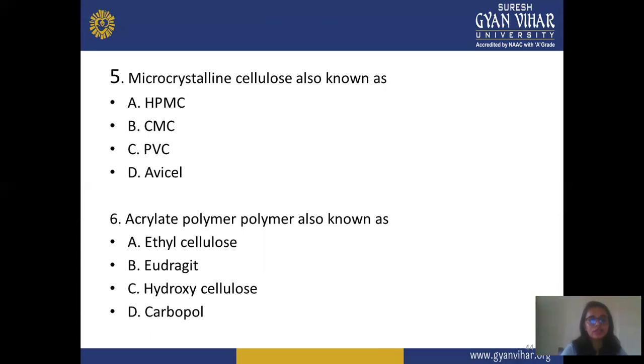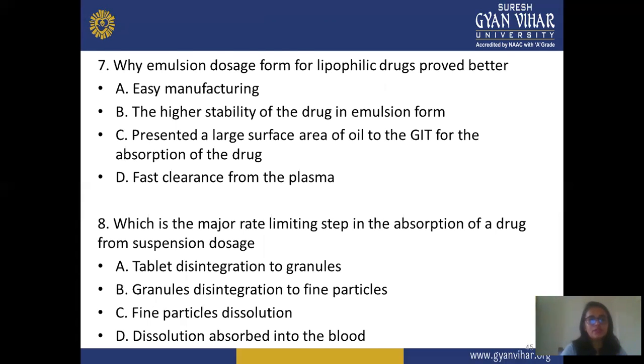And the sixth question: acrylate polymer is also known as A, ethyl cellulose, B is Eudragit, C is hydroxycellulose, D is Carbopol. The seventh question: why do emulsion dosage forms of mucopolysaccharides prove better? A option is easy manufacturing, B is higher stability of the drug in emulsion form, C is it presents a large surface area of the oil to the GIT for absorption of the drug, D option is fast clearance from the plasma.